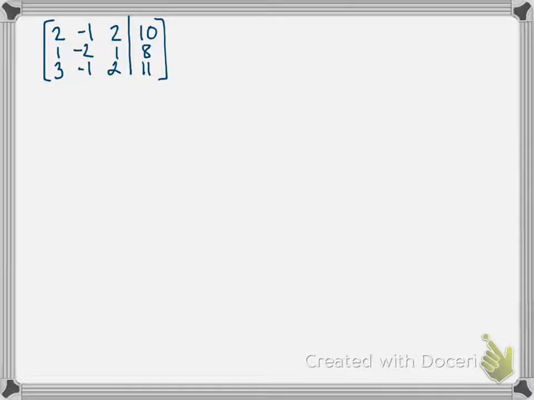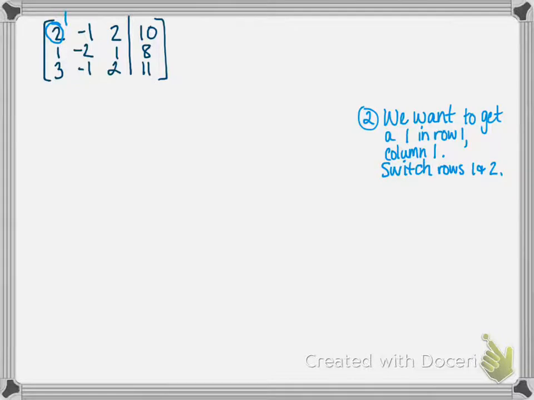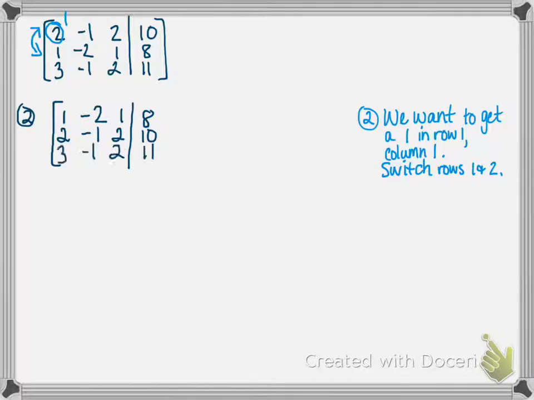Okay, so this is our starting matrix again. I just wrote it on the second slide so we can see where we are. We now want to get a 1 in row 1, column 1. So right here, this 2, we want it to be a 1. I could switch rows 1 and 2 without having to do any other math in order to accomplish this. So if I switch rows 1 and 2, my row 1 will now be 1, -2, 1, 8. My row 2 will be 2, -1, 2, 10. Row 3 stays the same as 3, -1, 2, 11. Okay, so I've accomplished my first goal of getting a 1 in row 1, column 1.